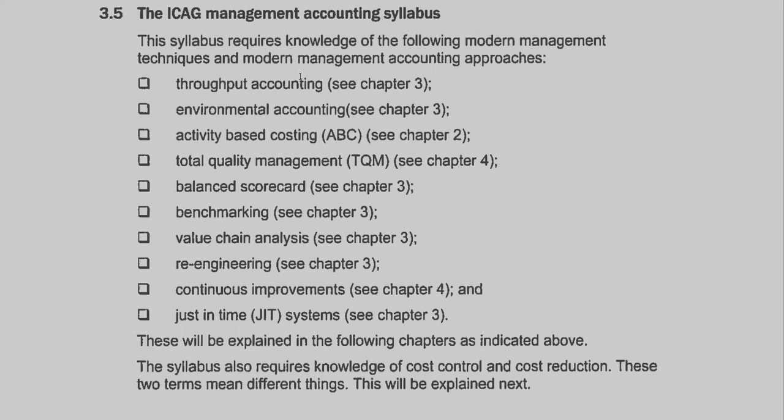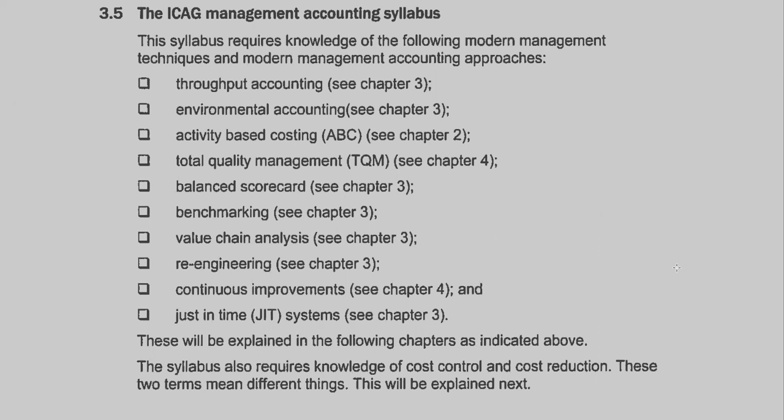So we have things like throughput accounting, very important for your exam. We have to look at throughput accounting. We'll look at it under chapter 3. We have environmental accounting, which we'll look at under chapter 3. We have activity-based costing, which we'll look at under chapter 2, but features a lot in your exam. These techniques feature a lot in your exam. So if you really want to pass management accounting, the theoretical part mostly comes from these areas.